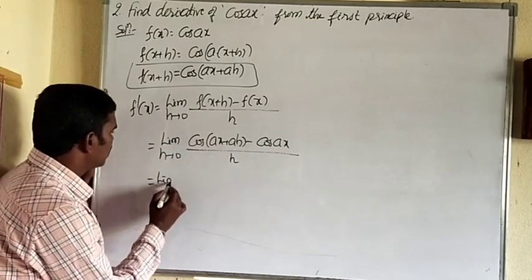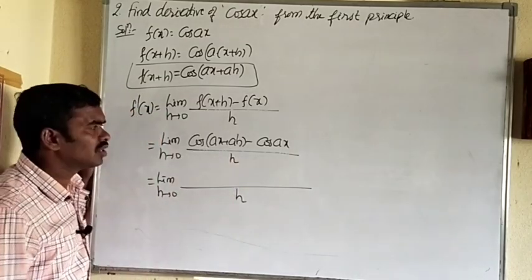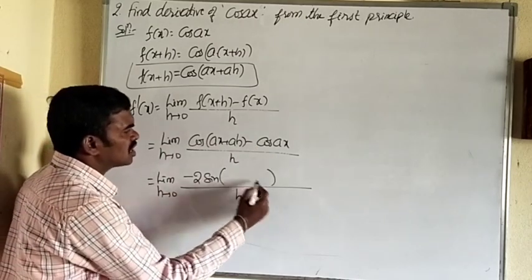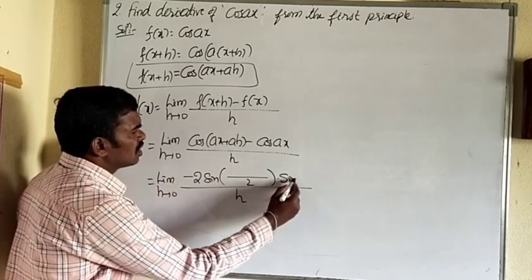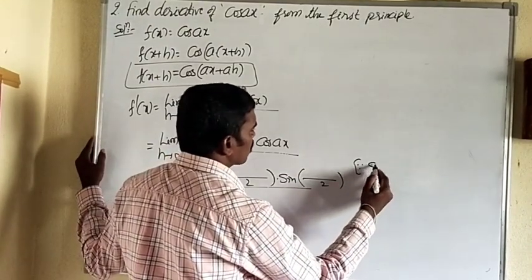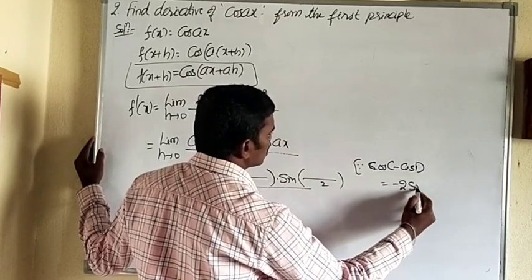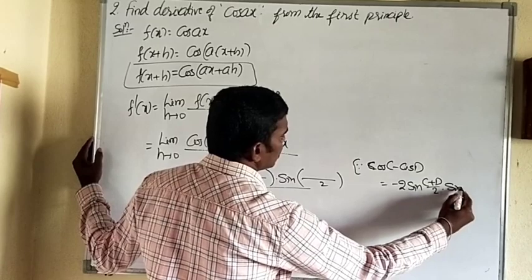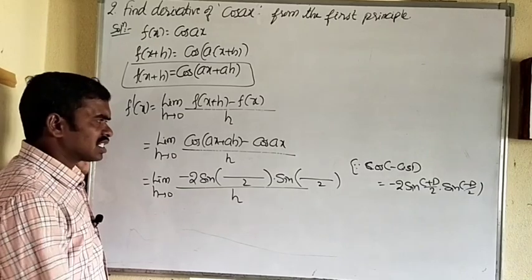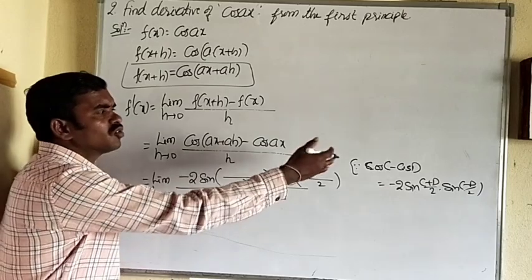Simplify, limit h tends to 0 by h as it is, cos c minus cos d formation. What is the formula? Minus 2 sin c plus d by 2 sin c minus d by 2. Okay, now you just write down here, since cos c minus cos d is equal to minus 2 sin c plus d by 2 into sin c minus d by 2. So better to write the formulas on the right side. Okay, now why? Because from here to here, how did we get, the step used that formula.